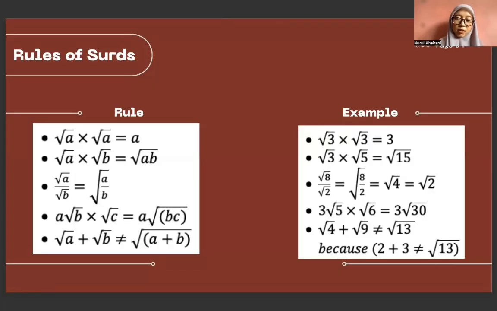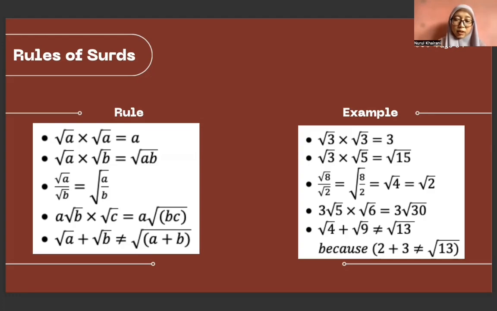Next, rules of surds. The first rule is the square root of a times the square root of a equals a. This is because the square root and the square cancel each other. For example, the square root of 3 times the square root of 3 equals 3. This is because 3 times 3 is 9 and the square root of 9 is 3.